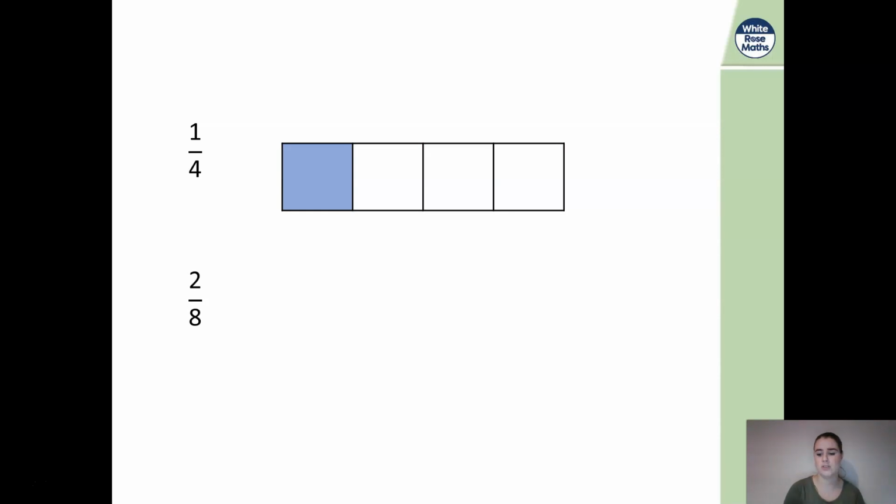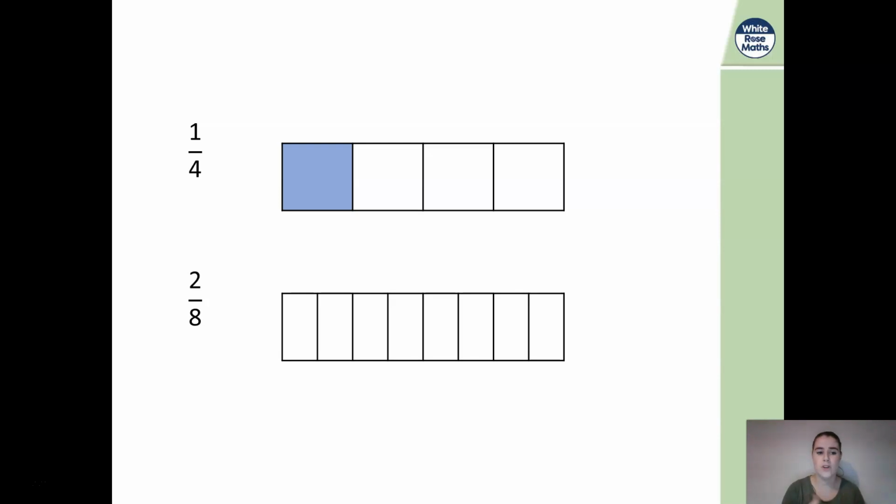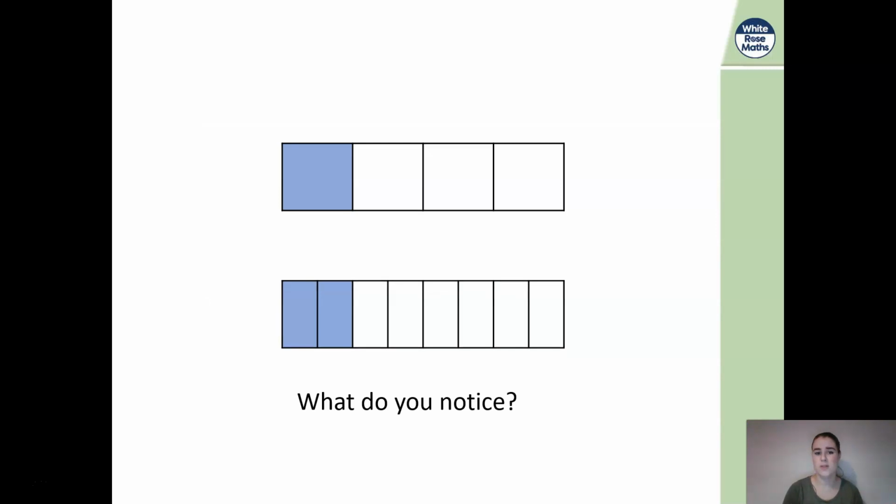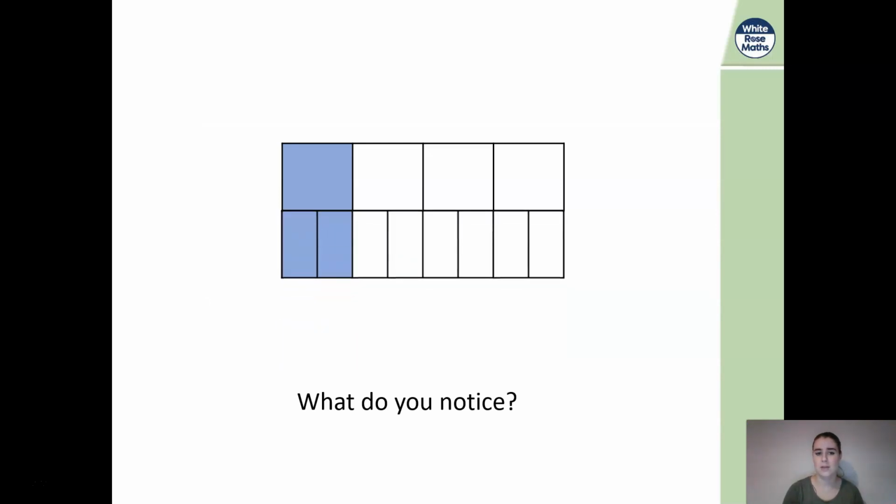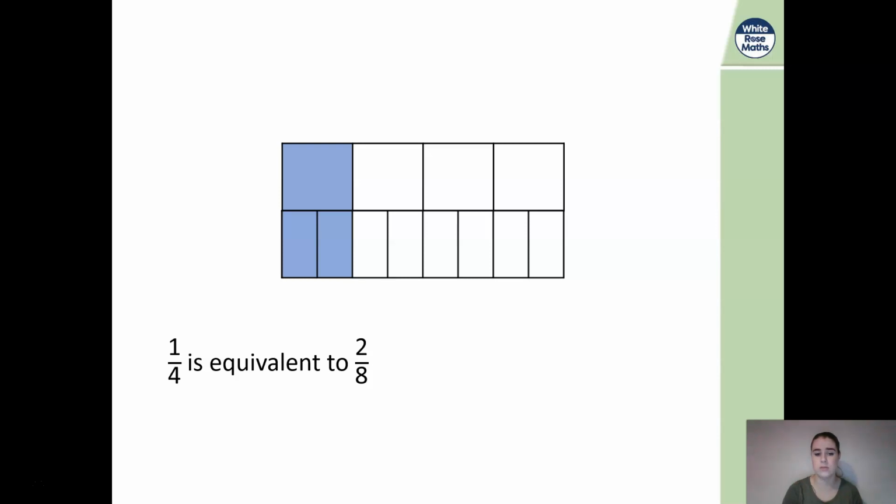Then let's have a look at this fraction of 2/8. We know that our denominator is 8, so we need 8 equal parts. Now, our numerator tells us how many that we're looking at, so we need to shade in 2 of them. What do you notice about those two fractions? If we put them together, you can see that 1/4 is equivalent to 2/8. They are the same, because if we do 2, 4, 6, 8, we know that 2 is going to be 1/4 of 8, whereas 1/4 here is exactly the same. So they are equivalent. They are the same.